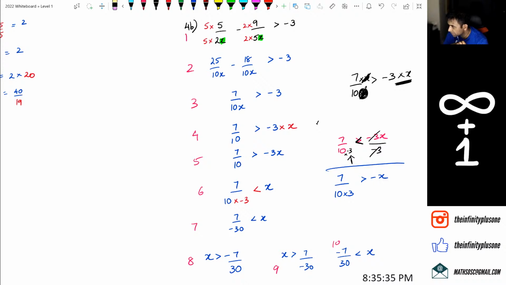Why does 10x minus 3 have... Oh, it's not 10x minus 3. It's actually 10 times negative 3. Maybe I should put it like this. Hold on. So that actually becomes 10 multiplied by negative 3, because I'm moving the negative 3 from line 5 to the denominator in line 6.